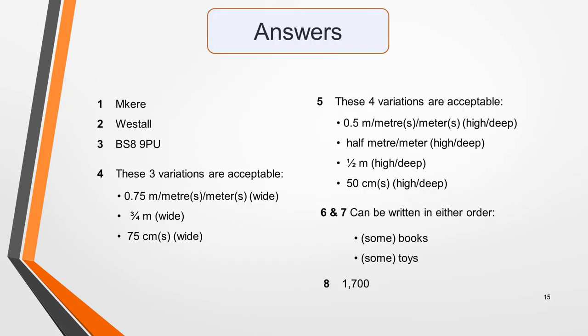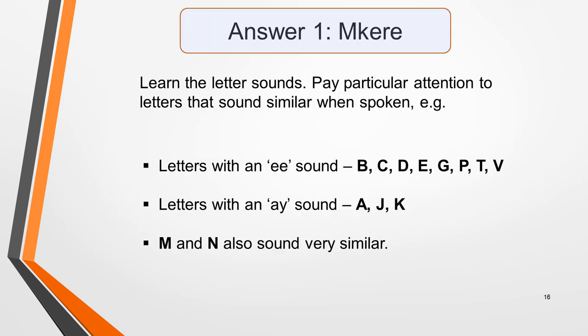How did you get on? Here are the correct answers. The words in brackets are optional. They're correct but not necessary. Pause the video while you check these answers against your own. Then we'll go through them one at a time. Answer 1 is a surname, Mkeri.